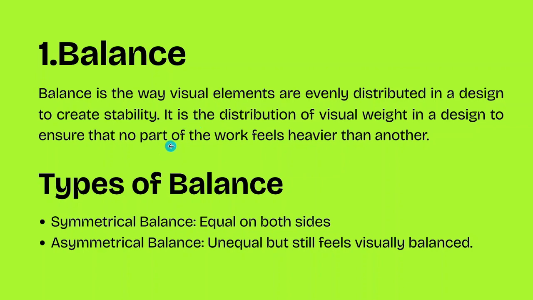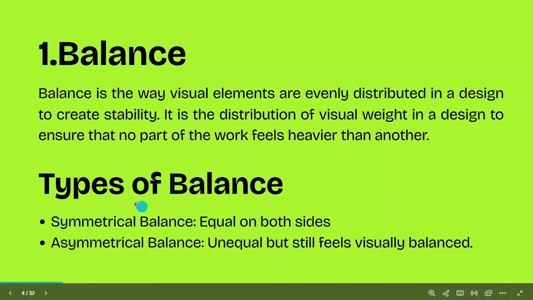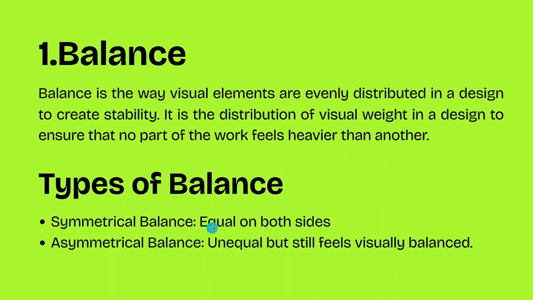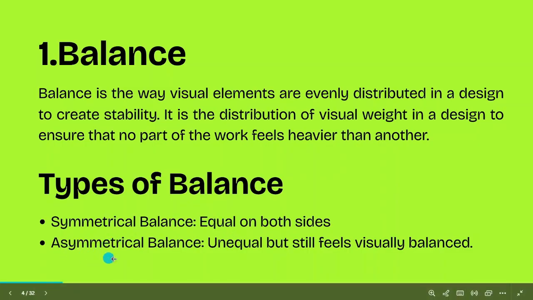You get? So in the same way, in your design, the image, the text, whatever you're using should be evenly distributed to give equal weight to both sides. I'm going to show you examples, right? So let's look at types of balance so I can explain it better. We have the symmetrical balance, which in this case the elements are equal on both sides, like both sides have equal weight. It doesn't look like one part of the design has more content than the other. Then we have asymmetrical balance. It looks unequal but still feels visually balanced. I'm going to show you how it looks.